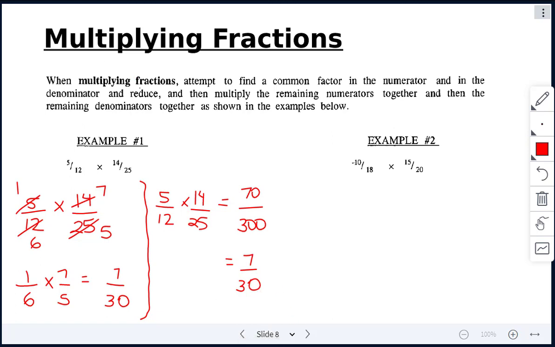All right, so next example, I'm just going to rewrite it because it's kind of small and it's written slanted, the examples. So we have negative 10 over 18 times 15 over 20. So again, let's reduce before continuing here. So you can reduce diagonally if you want. You can reduce the fraction as is, but just reduce.